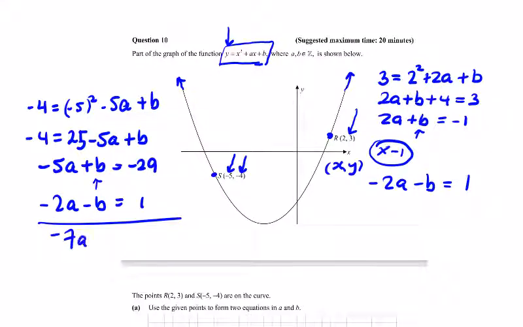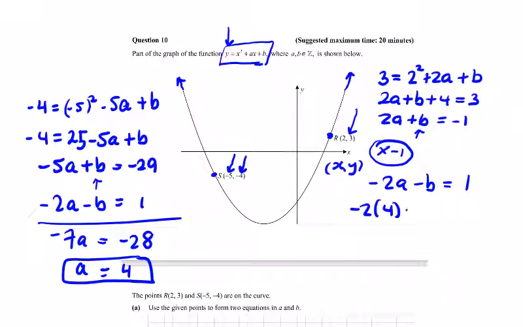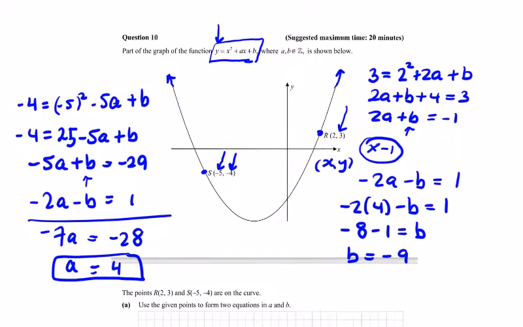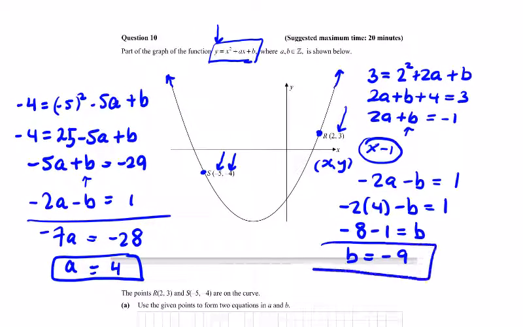I get minus 7a is equal to minus 28. So a is equal to 4. And if a is equal to 4, minus 2 times 4 minus b is equal to 1. So I get minus 8, and I'm going to bring the 1 to the left. Minus 1 is equal to, bringing the b to the right, will be positive. So b is equal to minus 9. So that's the first and second part of this question, solving for a and b.